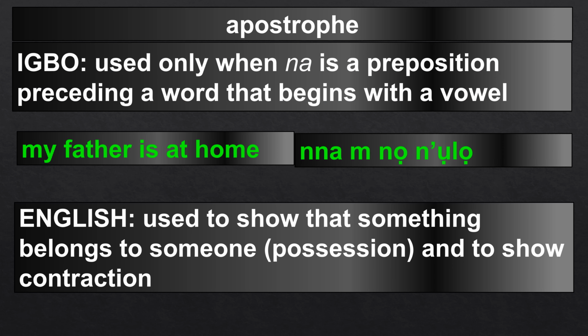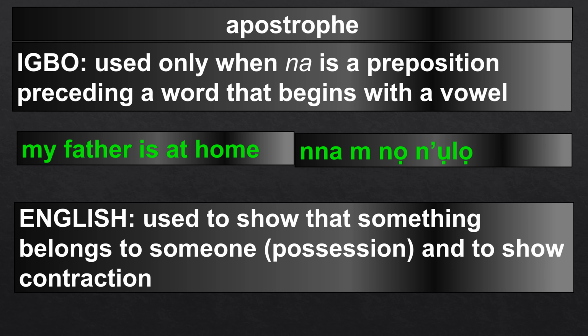So for example, my father is at home. In Igbo, we say nnam no n'ụlọ. At home, at is the preposition here. In Igbo, na is the preposition. So at home is n'ụlọ. Ụlọ is home, and here, ụlọ begins with a vowel. So we don't write our preposition na in full. We write n apostrophe ụlọ. So this is the only time we use the apostrophe in written Igbo.